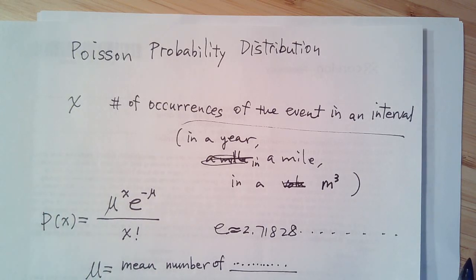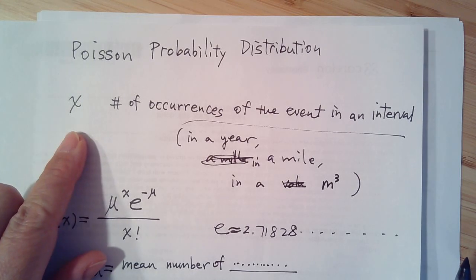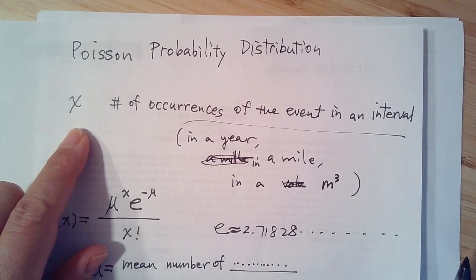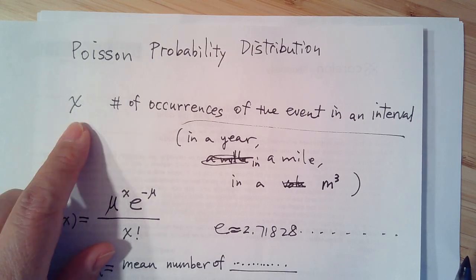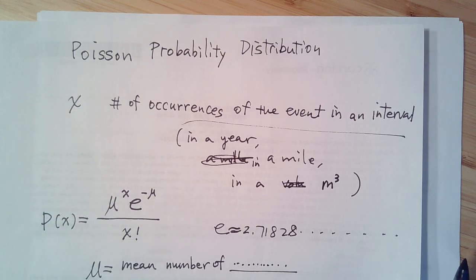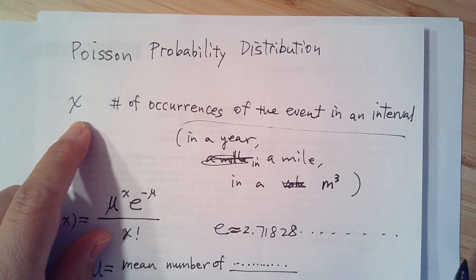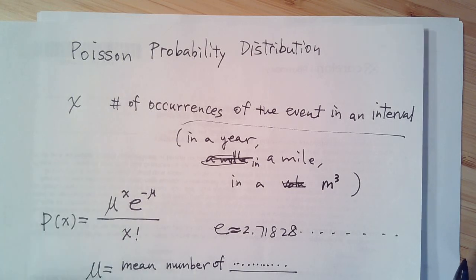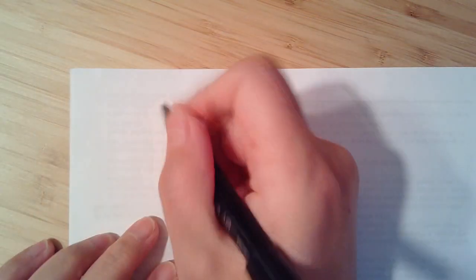So that x is very different from the binomial. In a binomial, x can be 0, 1, 2, 3, 4, all the way to n. But in a Poisson distribution, x could be 0, 1, 2, 3, 4, all the way to a huge number. However, we can still approximate when n is really, really large and p is very, very small. So when n is large and p is small.